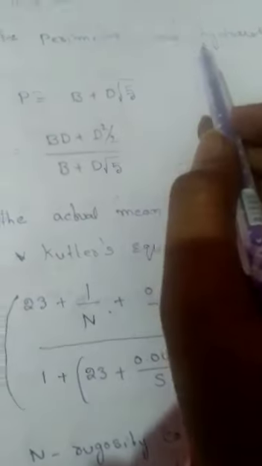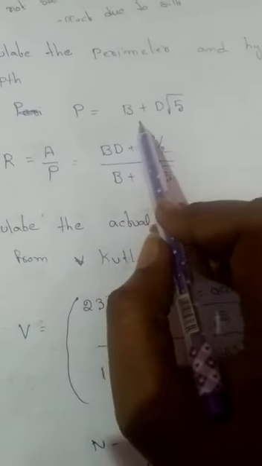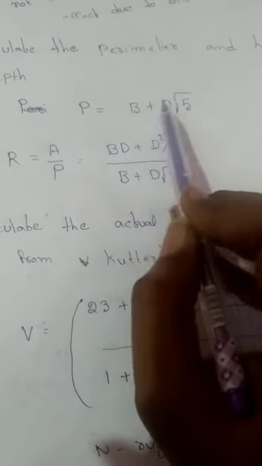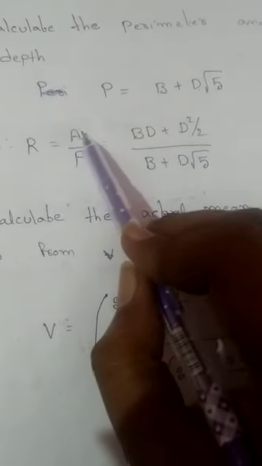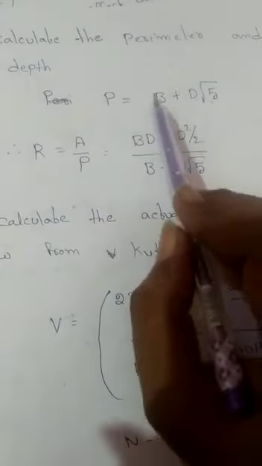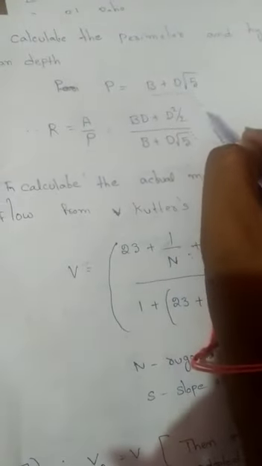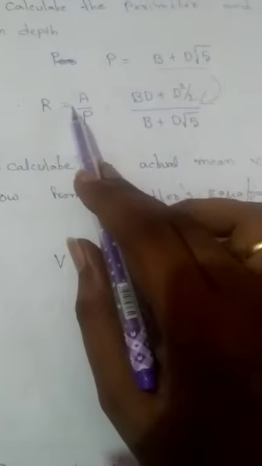Next step, we calculate the perimeter and hydraulic mean depth. The perimeter P = B + D square root of 5, where B is the width of the canal and D is the depth of the canal. The hydraulic mean depth R is equal to area by perimeter. The area formula is BD + D squared by 2, and the ratio between area and perimeter gives the value of the hydraulic mean depth.